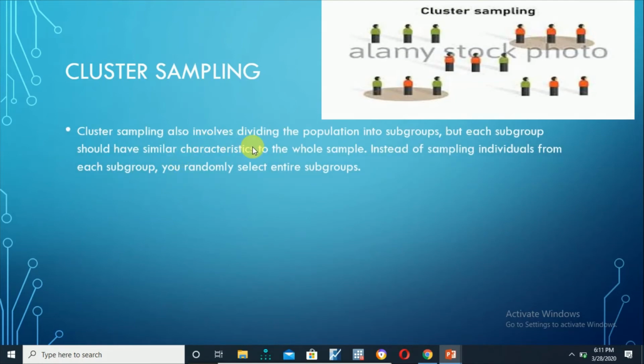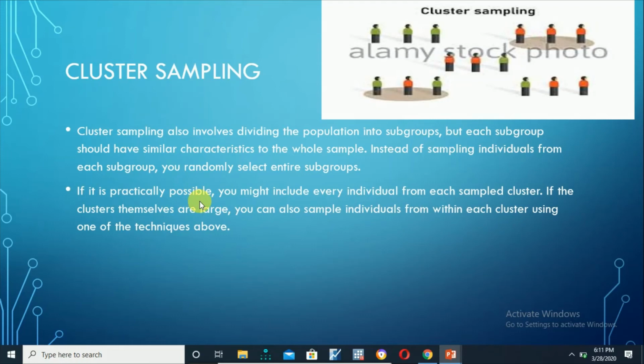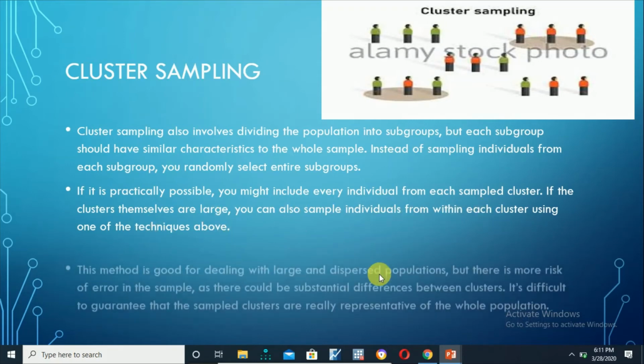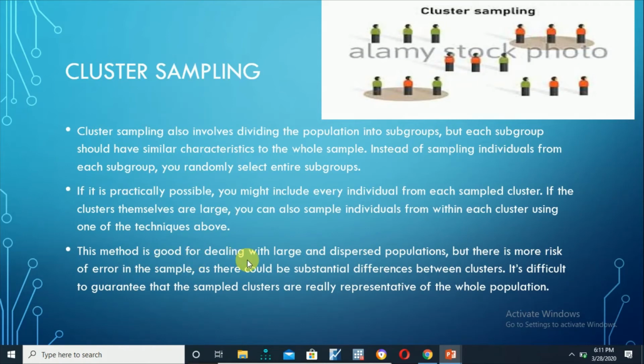Cluster sampling also involves dividing the population into subgroups, but each subgroup should have similar characteristics to the whole sample. Instead of sampling individuals from each subgroup, you randomly select entire subgroups. If it's practically possible, you might include every individual from each sample cluster. If the clusters themselves are large, you can also sample individuals from within each cluster using one of the techniques above. This method is good for dealing with large and dispersed populations.